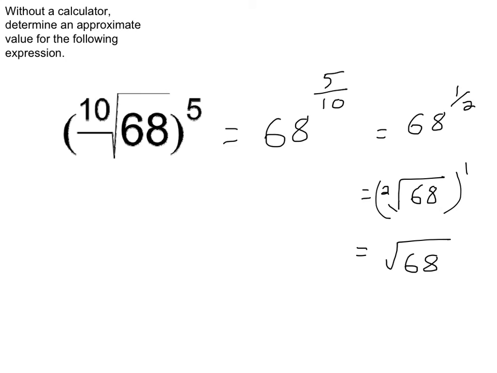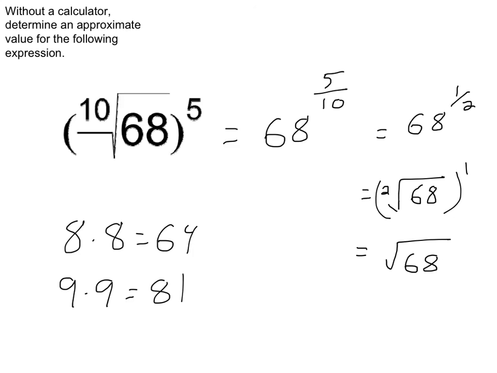Well, we can't do it exactly without a calculator. We do have an ability to think about what number would fit in there. I know that 8 times 8 equals 64. And I know that 9 times 9 equals 81. Therefore, the square root of 68 is going to be between 8 and 9, and it's probably going to be closer to 8 because 68 is closer to 64 than it is to 81.